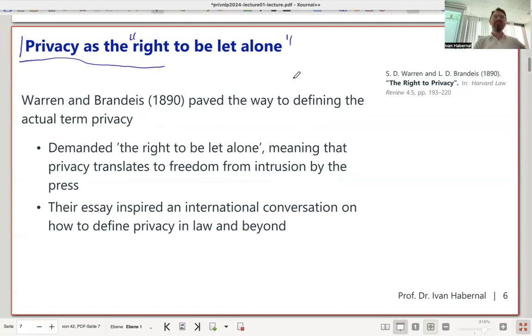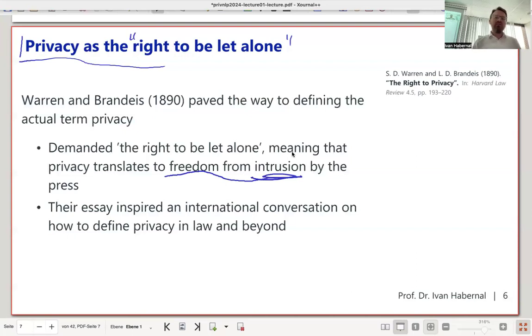So no, if there's something private, nobody should care about it. Like, leave me alone. This is my right to privacy. Leave me alone. And this is like a freedom from other people or some other kind of subjects to intervene with you.